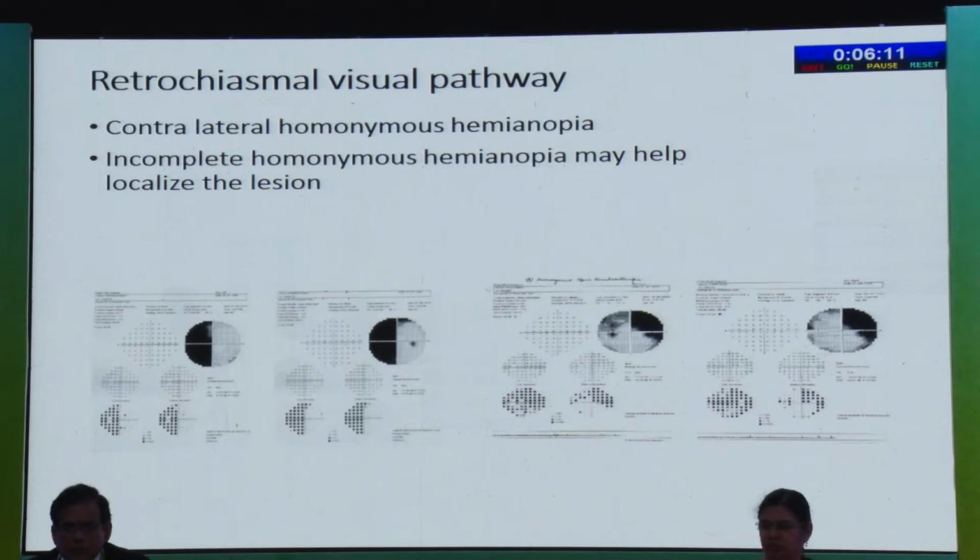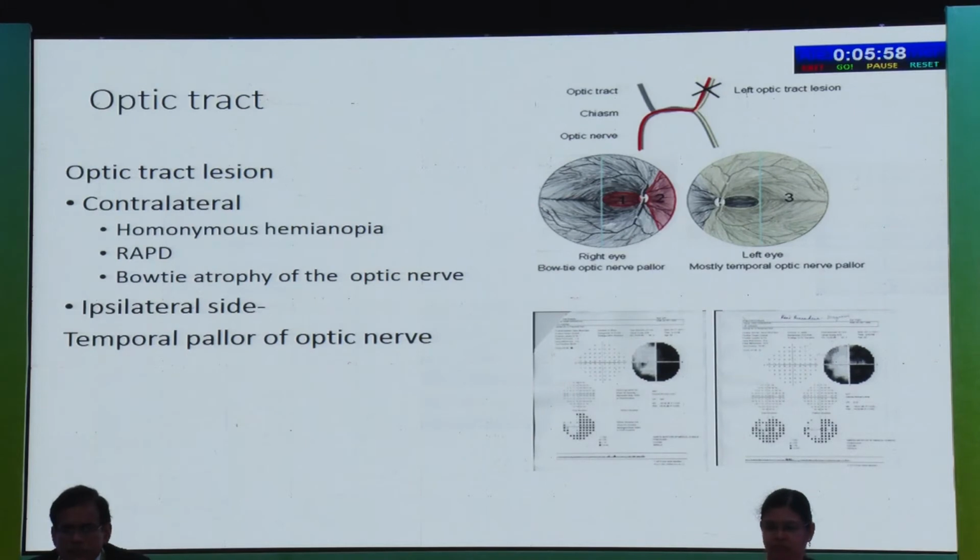In the retrochiasmal visual pathway, when there is a lesion in the retrochiasmal area, you get a contralateral homonymous hemianopia. When the hemianopia is incomplete, it helps in localizing the lesion. When it is complete, then we can say the lesion is anywhere from the optic tract to the occipital lobe. An optic tract lesion causes contralateral homonymous hemianopia, RAPD, and atrophy of the optic nerve on the contralateral side, and on the ipsilateral side you get temporal pallor of the optic nerve.